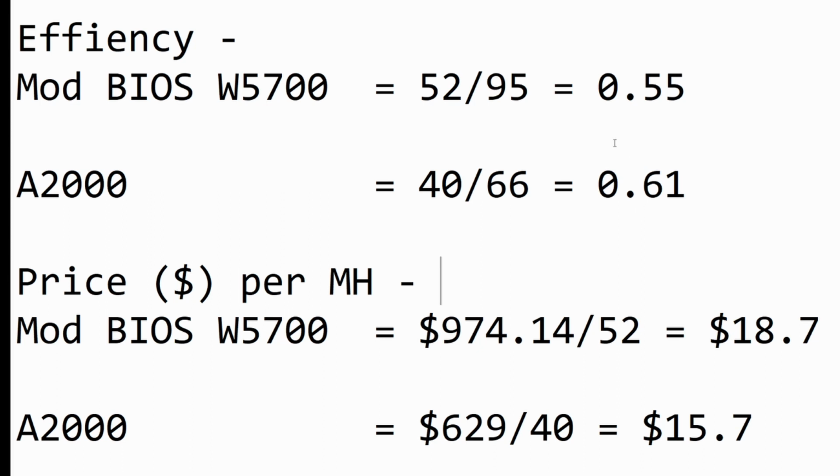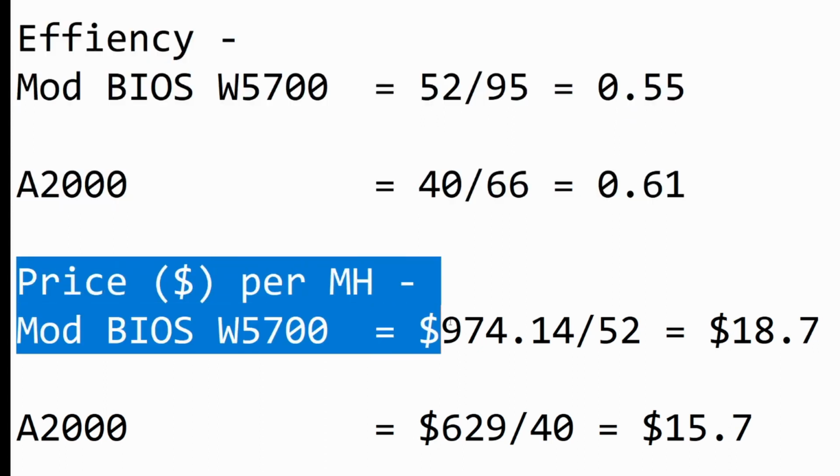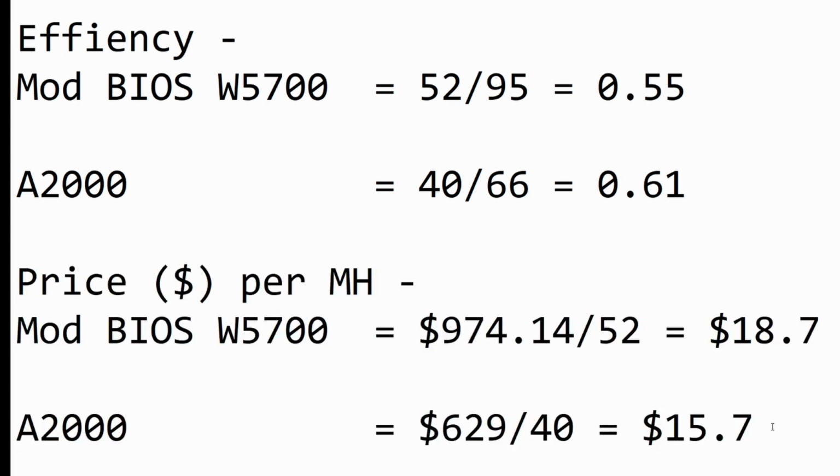Okay, so what I've done here is I've put some of the values into a notepad, and we have efficiency and price per mega hash, this is in dollars. I've done the modded BIOS W5700 against the A2000, which some people are calling the efficiency king. So we're doing a comparison there. For the modded W5700, it is 52 mega hash divided by 95 watts, and that's getting you 0.55. Then if we compare the A2000 with the values that I'm mining at the minute, which is 40 mega hash divided by 66 watts, you get 0.61.